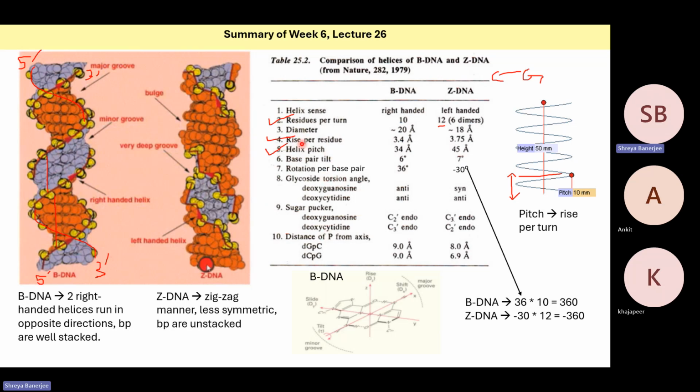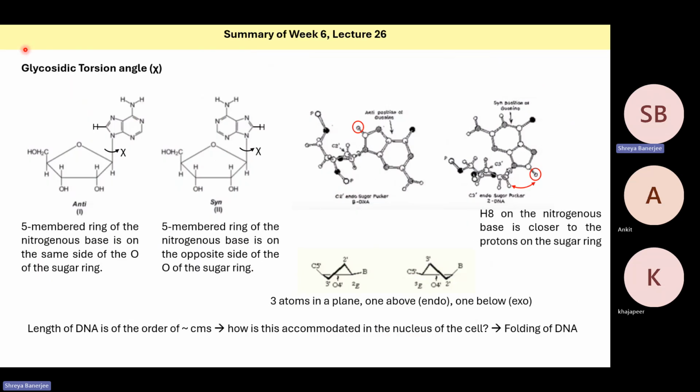There are other things which we don't need to go too much into the detail of. In the previous class, we have already looked at the sugar puckering of C2 prime endo or C3 prime endo. One new term that we will look at in this class is the glycosidic torsion angle, that is syn or anti. So I will elaborate that in the next slide. Now, what is this glycosidic torsion angle? It is often called chi.